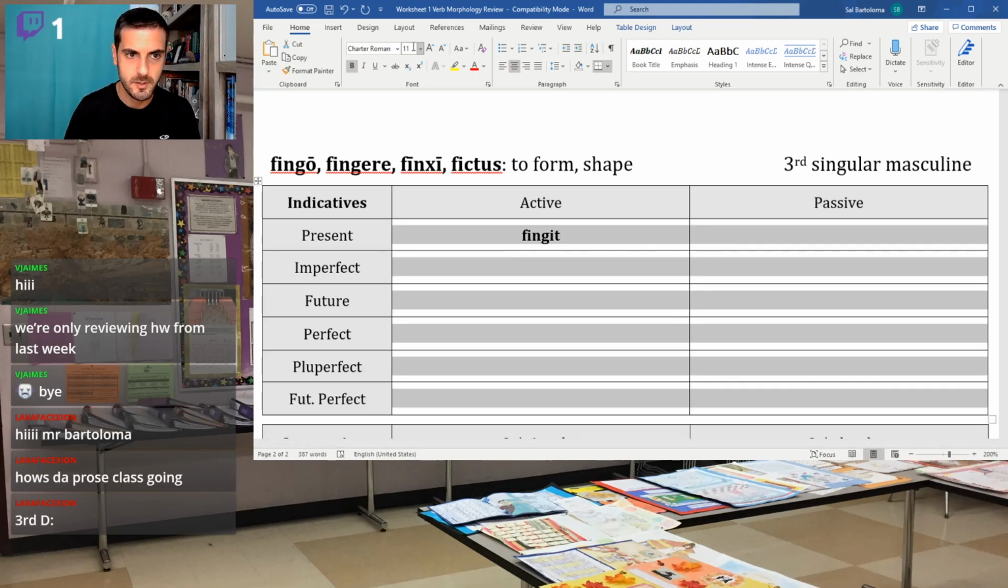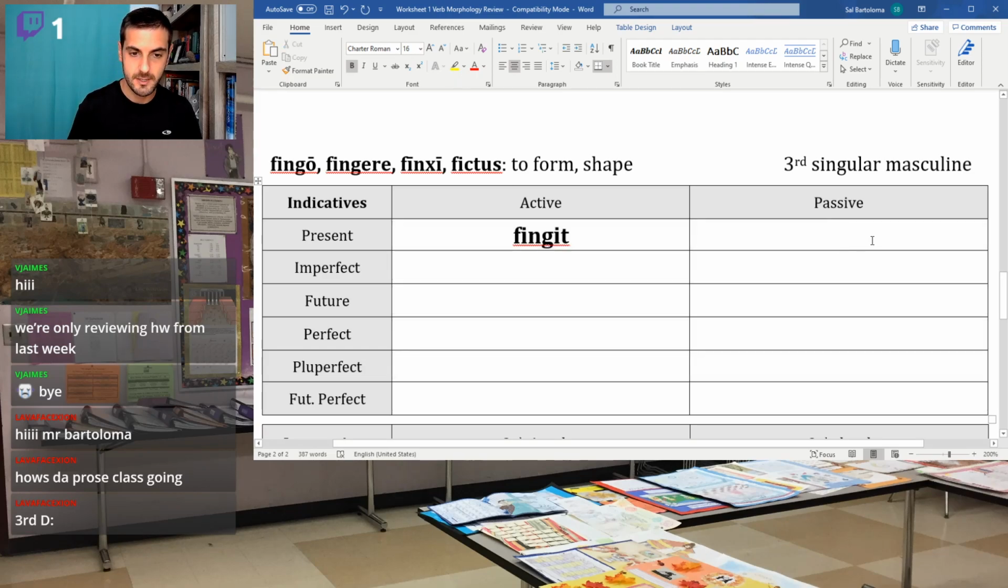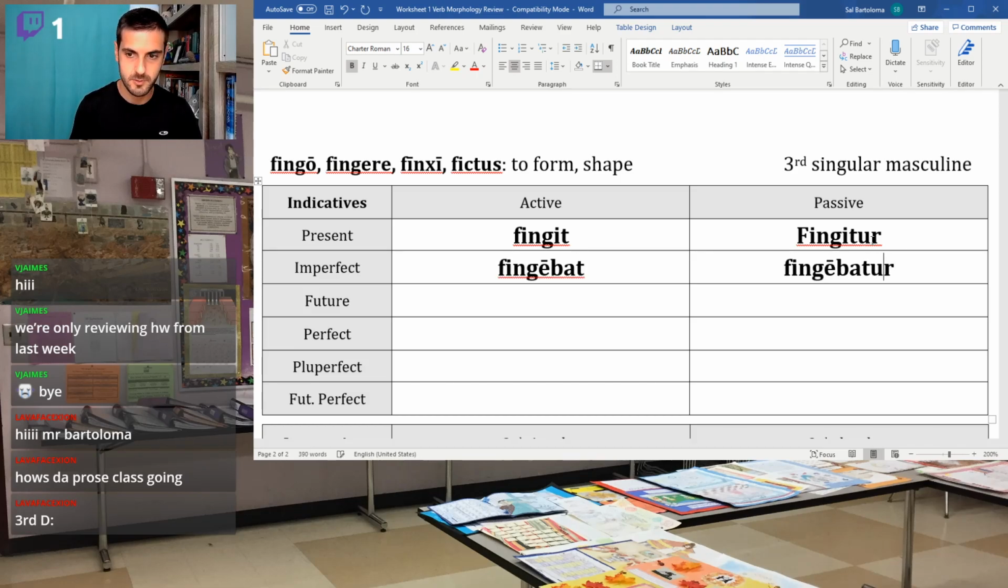Now when I do a synopsis, I always start left, right, left, right, left, right. So fingit, fingitur, right? Just changing the ending to the passive. We get fingebat and fingebatur, which I believe we did together in class, my Prose kids. What a class it was today. Woo. And finget and fingetur. Right? So for third conjugation, we have an I in the present, we have an E in the future. That's kind of the pattern of how it goes.